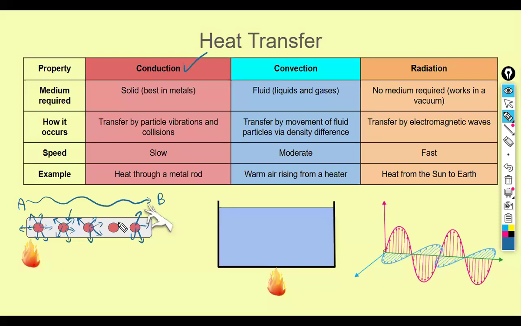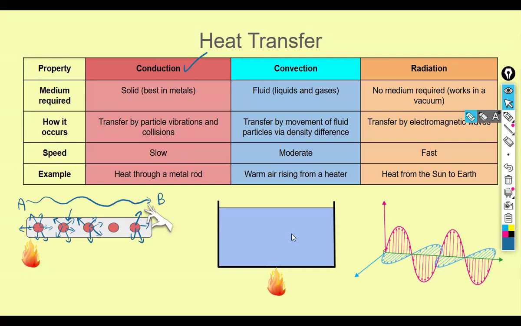But this vibrating and influencing your neighbor to also vibrate takes what? It takes time, okay? So you call this type of heat transfer conduction. And look at the definition here, or the reason for it: the transfer by particle vibrations and collisions. I hope that makes sense. When one starts to vibrate, it will collide with its neighbor and encourage its neighbor to vibrate as well. This type of heat transfer, once again, is called conduction.